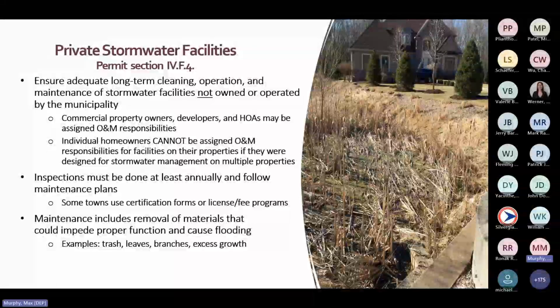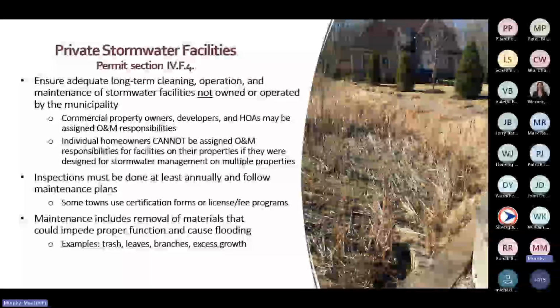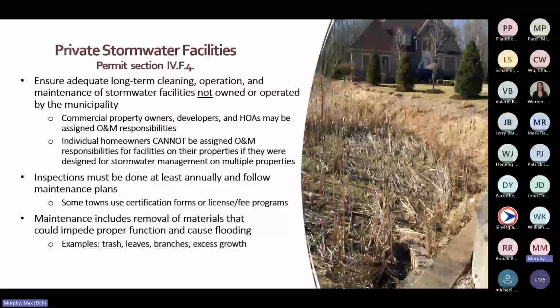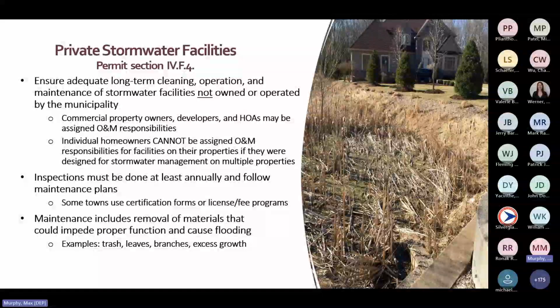TRA permittees are also required to establish a program that ensures that all private stormwater facilities are properly inspected, cleaned, and operated if the facility was built after February 7, 1984. Operation and maintenance responsibilities may be assigned to commercial property owners, developers, and homeowner associations. However, individual owners cannot be assigned responsibilities for stormwater facilities that were designed to manage stormwater for the surrounding area.